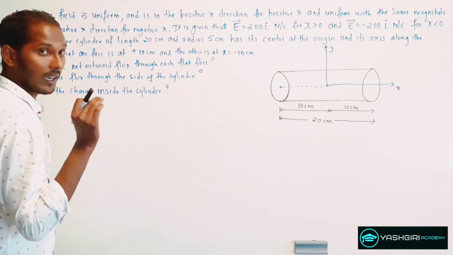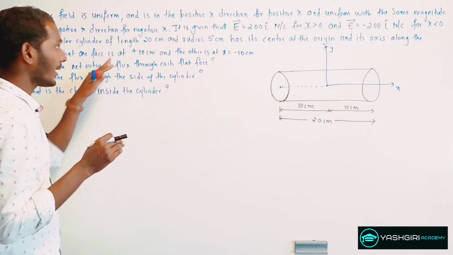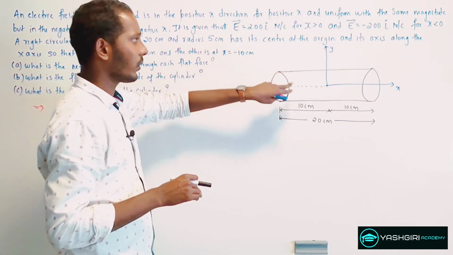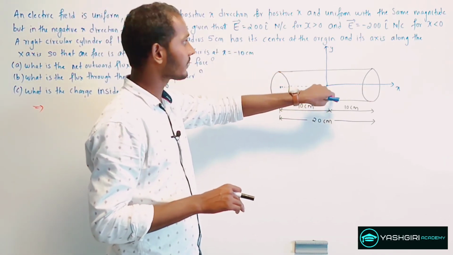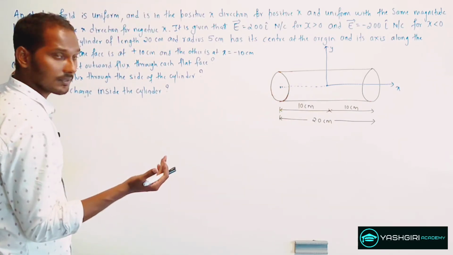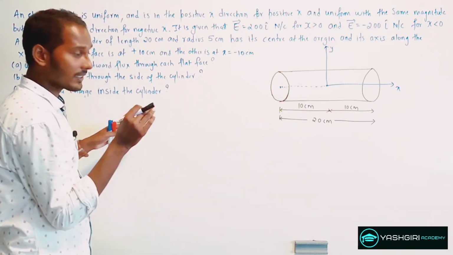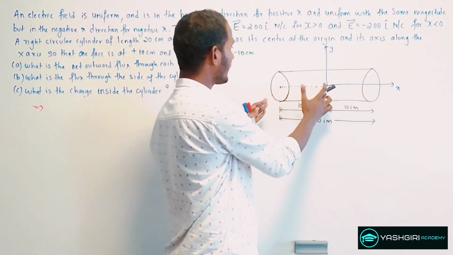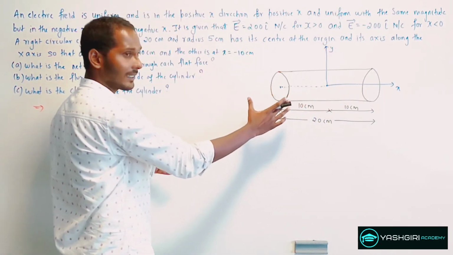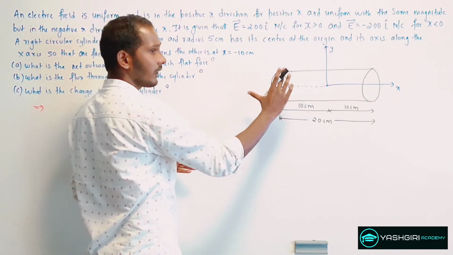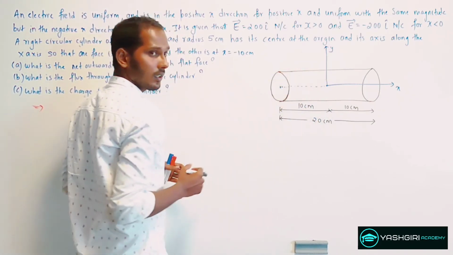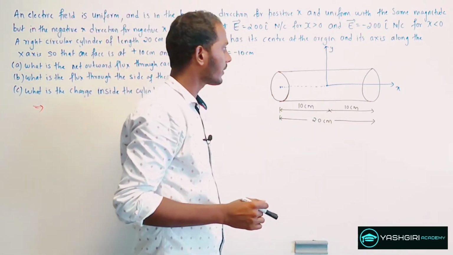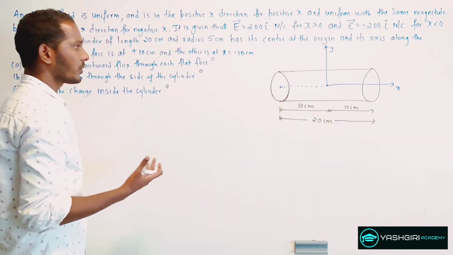And here a right circular cylinder of length 20 centimeter and radius 5 centimeter has its center at the origin, okay, and its axis is along the x-axis, so that the one face is at 10 centimeter, okay, away from this O, and the other face is at again 10 centimeter but on the negative side of this coordinate. Now here this is the length of your cylinder.